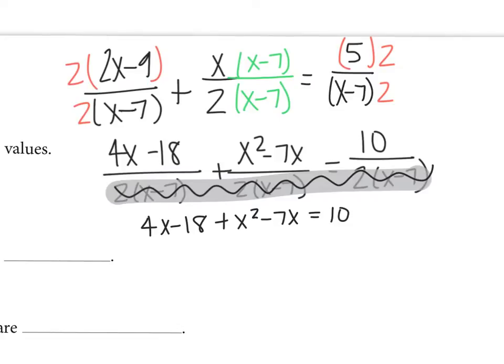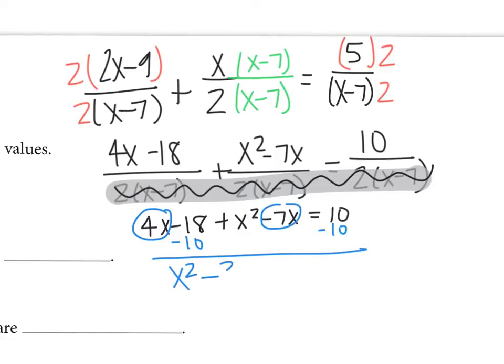So I need to manipulate things. I need to combine like terms. One of the things I need to do is subtract 10 from both sides, and in that same step, I'm going to rewrite this as x squared. I can combine my 4x and my minus 7x, which is negative 3x. And then my negative 18 and my negative 10 is negative 28.